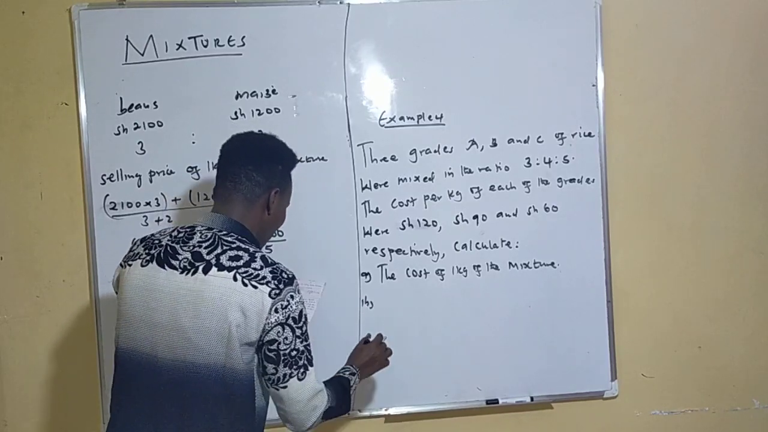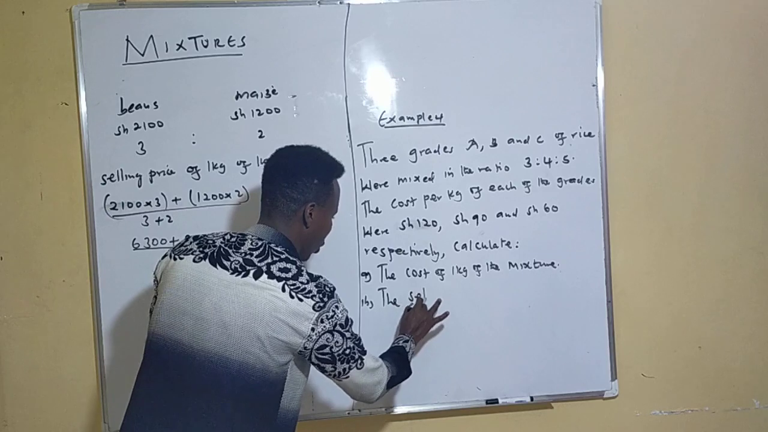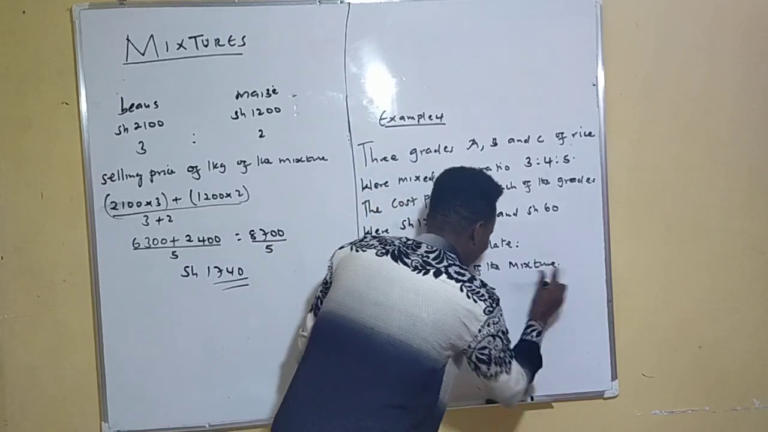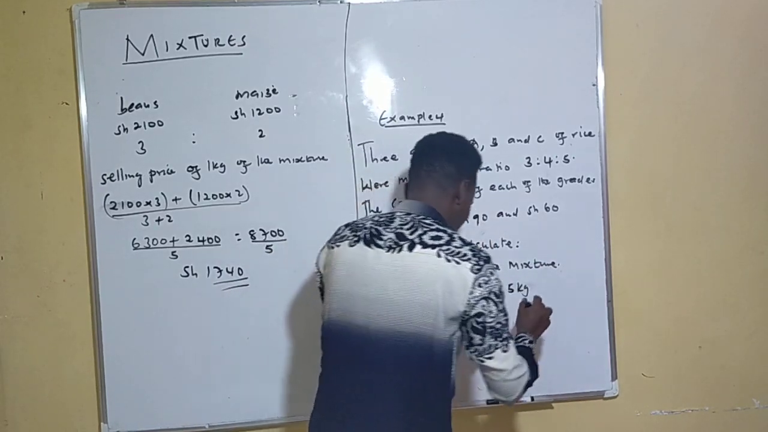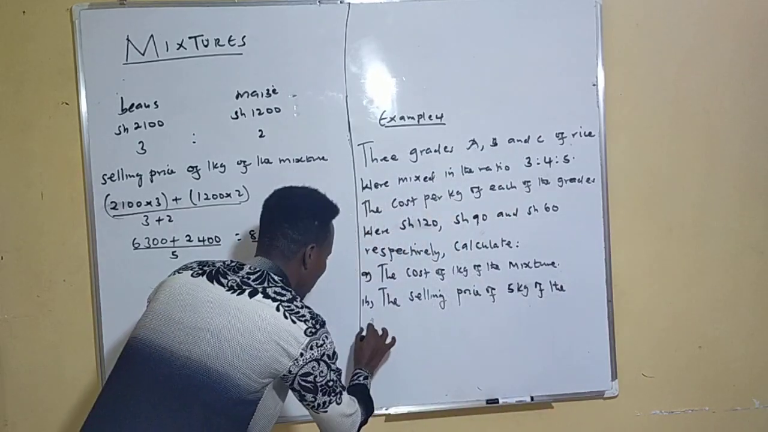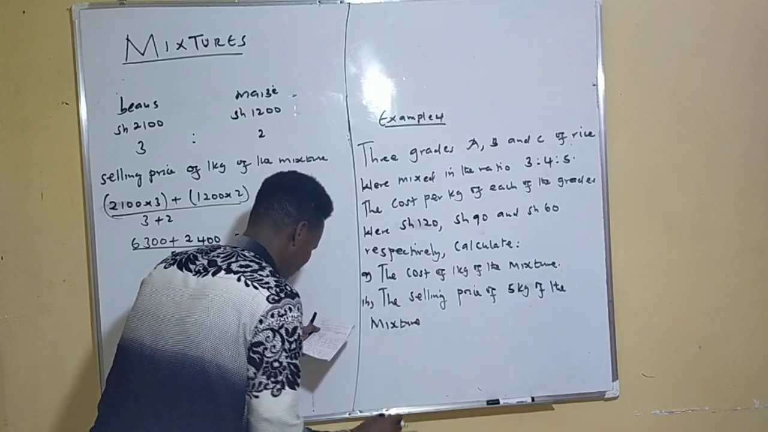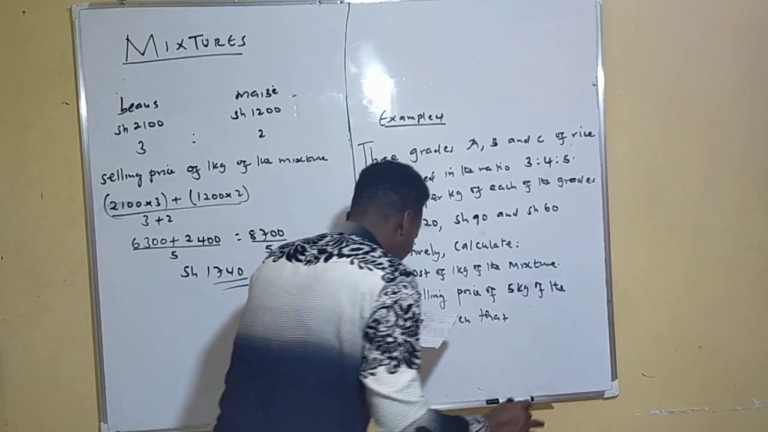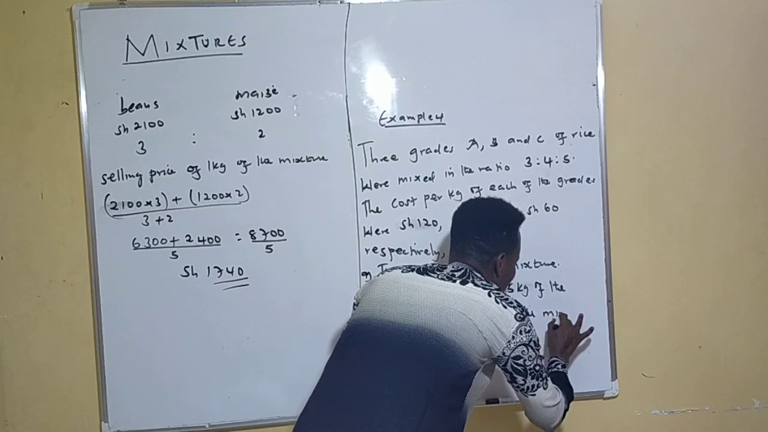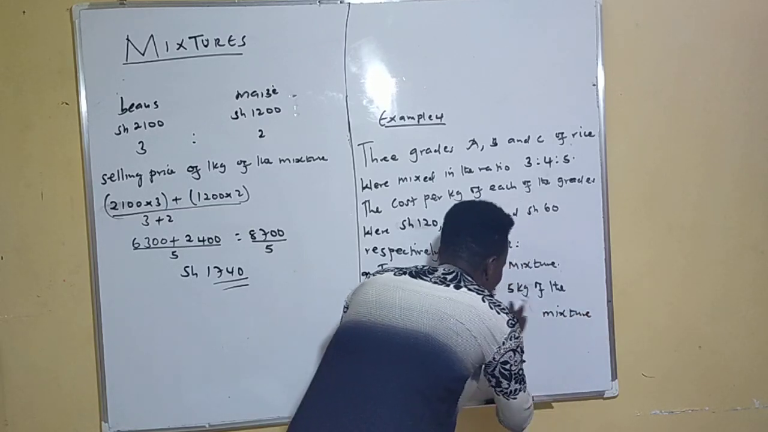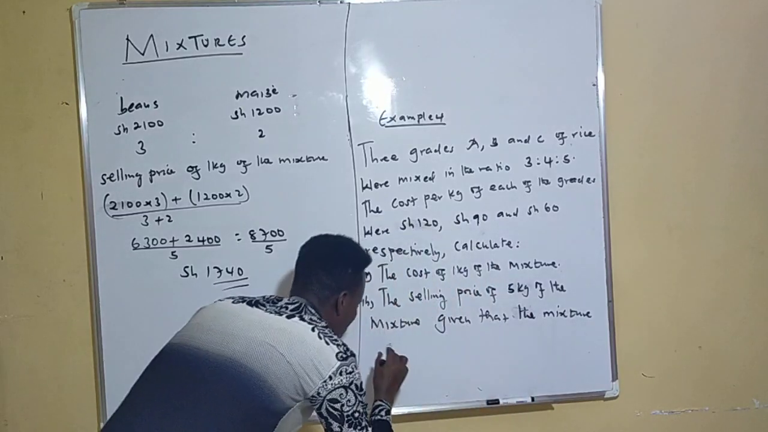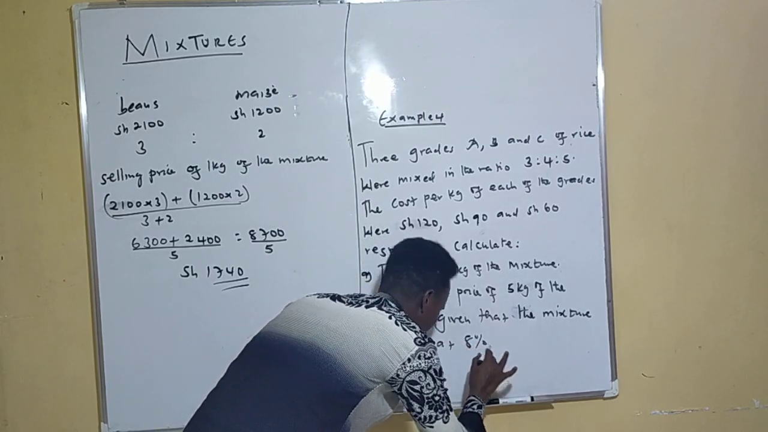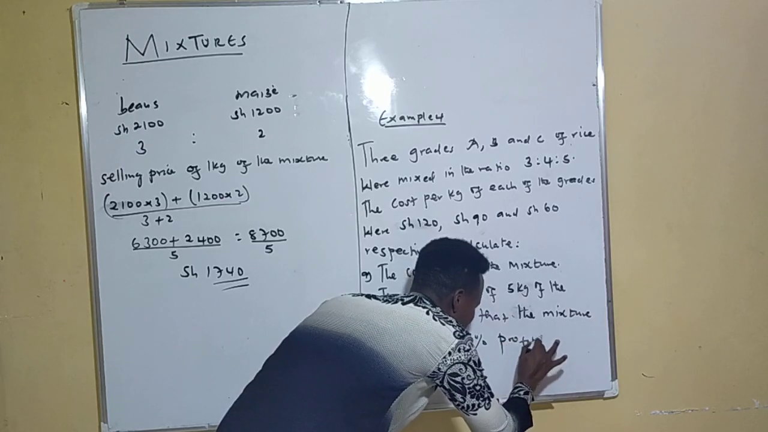Question B, we are told the selling price of 5 kg of the mixture, given that the mixture was sold at 8% profit.